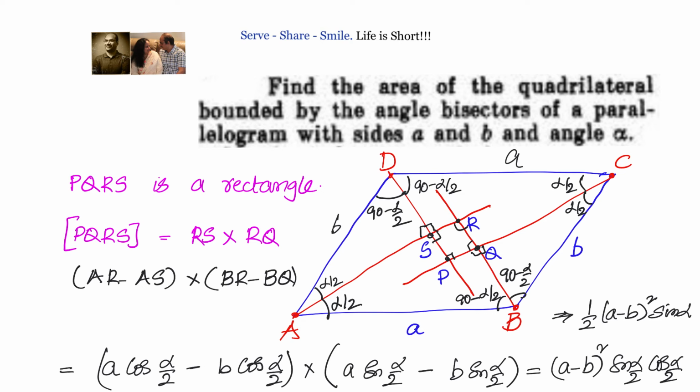and AS can be obtained from triangle ADS. Applying trigonometric ratios, we got AR is A cos alpha by 2, AS is B cos alpha by 2. Similarly, BR is A sin alpha by 2 and BQ is B sin alpha by 2. Now when we multiply them, we get A minus B whole square into sin alpha by 2 into cos alpha by 2, which can be written as half into A minus B whole square into sin alpha. So the area of the quadrilateral bounded by the angle bisectors of a parallelogram with sides A and B and angle alpha is half into A minus B whole square sin alpha.